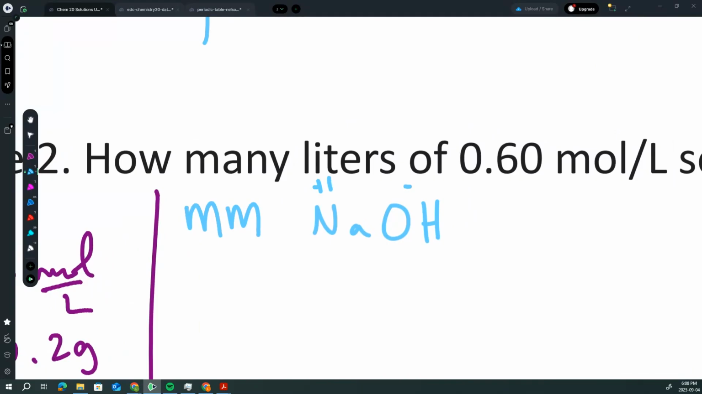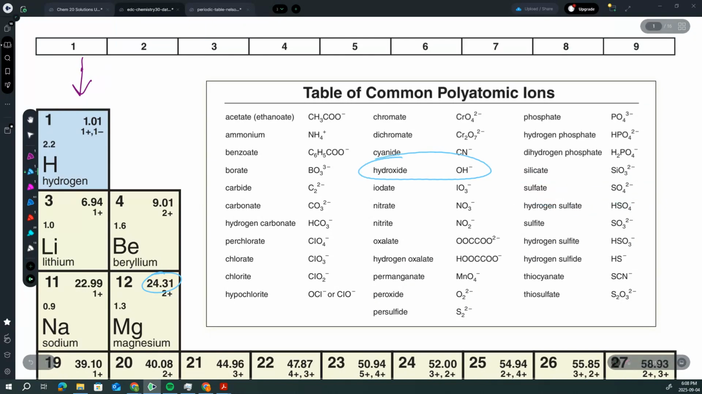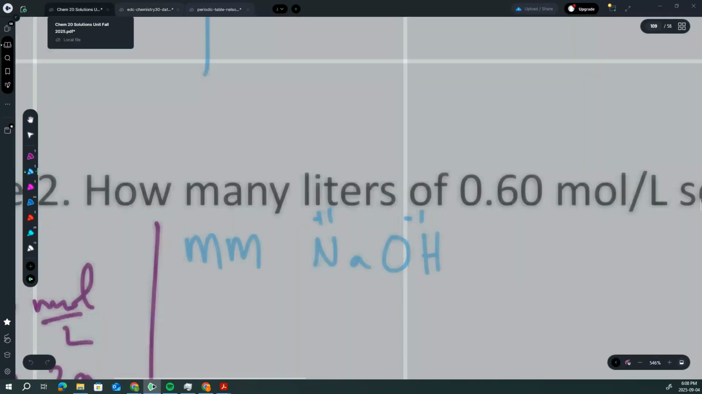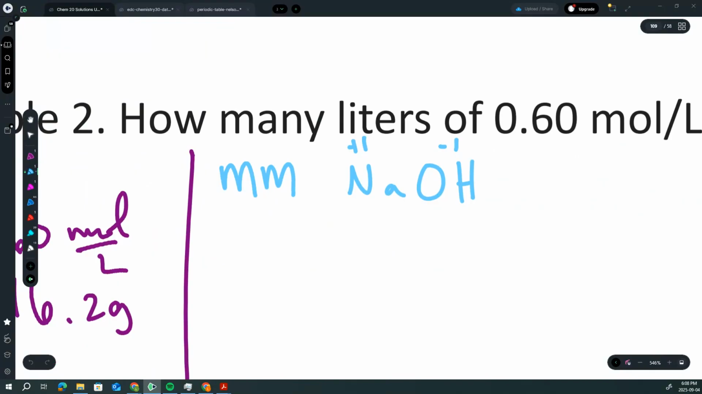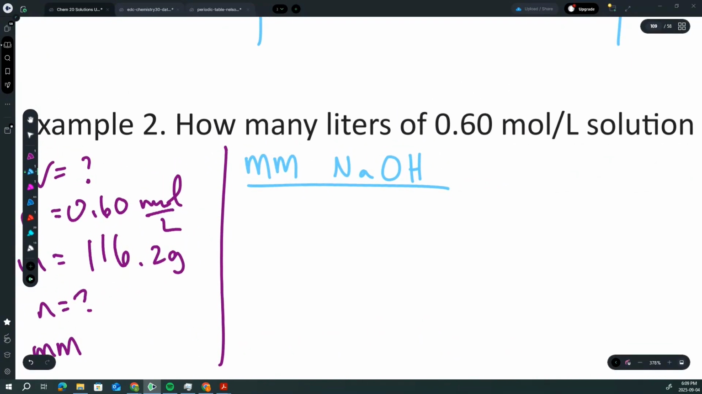Sodium likes to have a +1 charge. Hydroxide likes to have a 1- charge. Hydroxide is one of your polyatomic ions, which is right here. So 1 minus 1, that is equal to 0. So that's a balanced compound. And I'm just going to write out the numbers here. So sodium 22.99 times 1, 22.99. Okay, so that's for sodium.